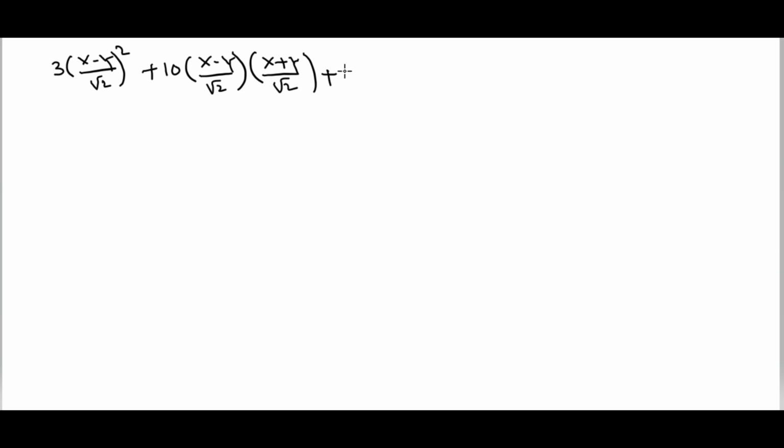That is 3 into (X − Y)/√2 whole square, plus 10 into x value (X − Y)/√2 into y value (X + Y)/√2, plus 3 into y square, that is (X + Y)/√2 whole square, is equal to 9.